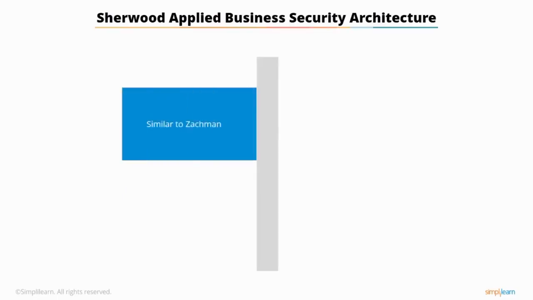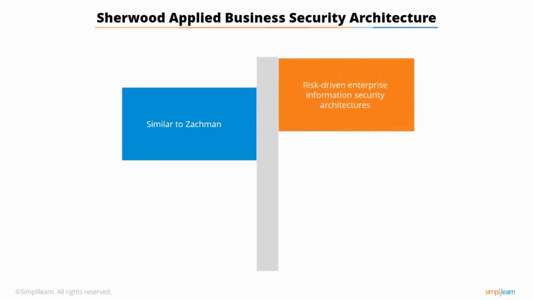Something similar to the Zachman framework is the Sherwood Applied Business Security Architecture. Now, as you might guess, this is more specific to security in the business, and it looks at the enterprise from a risk-driven perspective, looking at the architecture as it relates to information security. So this deviates a bit from Zachman in that it's not so focused on general business processes and an enterprise-wide description, but more focused on the risk associated with specific security architectures.